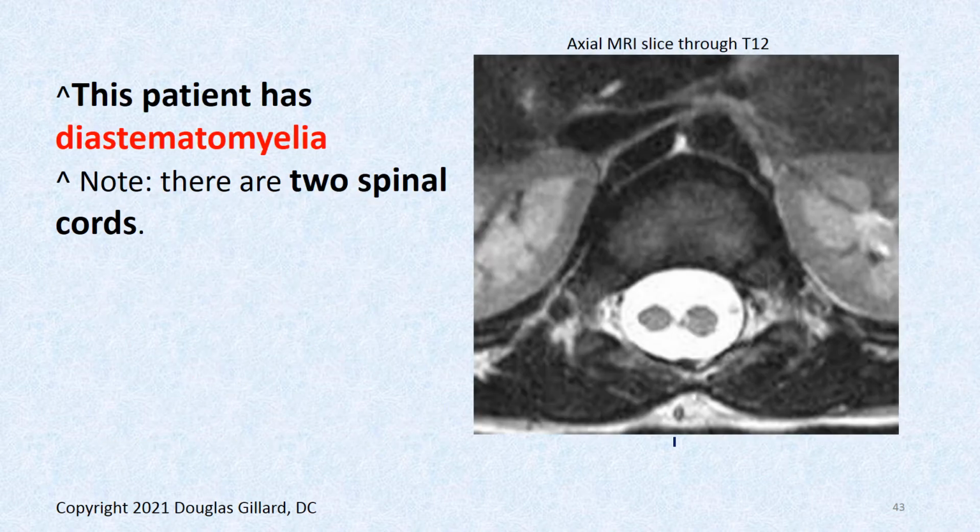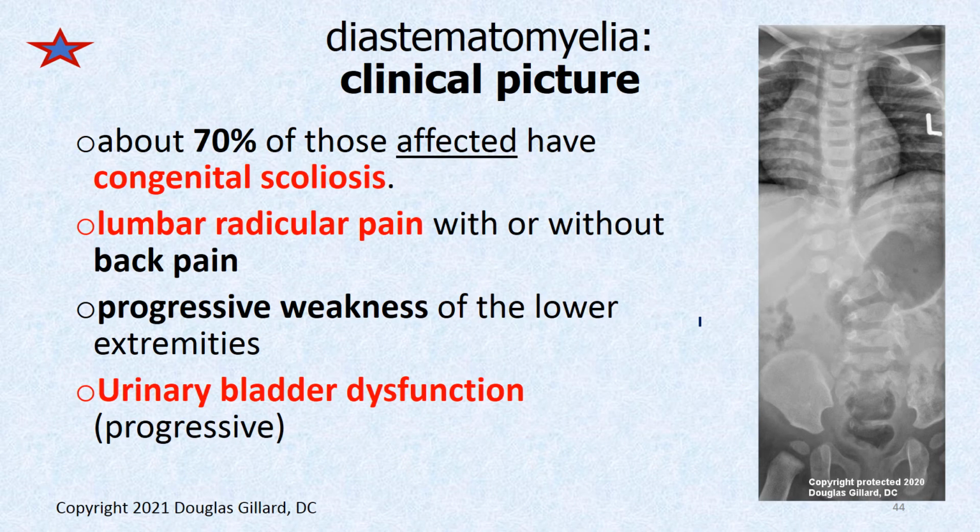Got it? And here is a patient with diastematomyelia. And you can clearly see we're kind of getting used to looking at these axial views. Sure enough, he's got two spinal cords, and he's got all sorts of neurological problems because of that. So why do I care about this? We're not neurologists. Because about 70% of people affected with diastematomyelia actually have a congenital scoliosis.